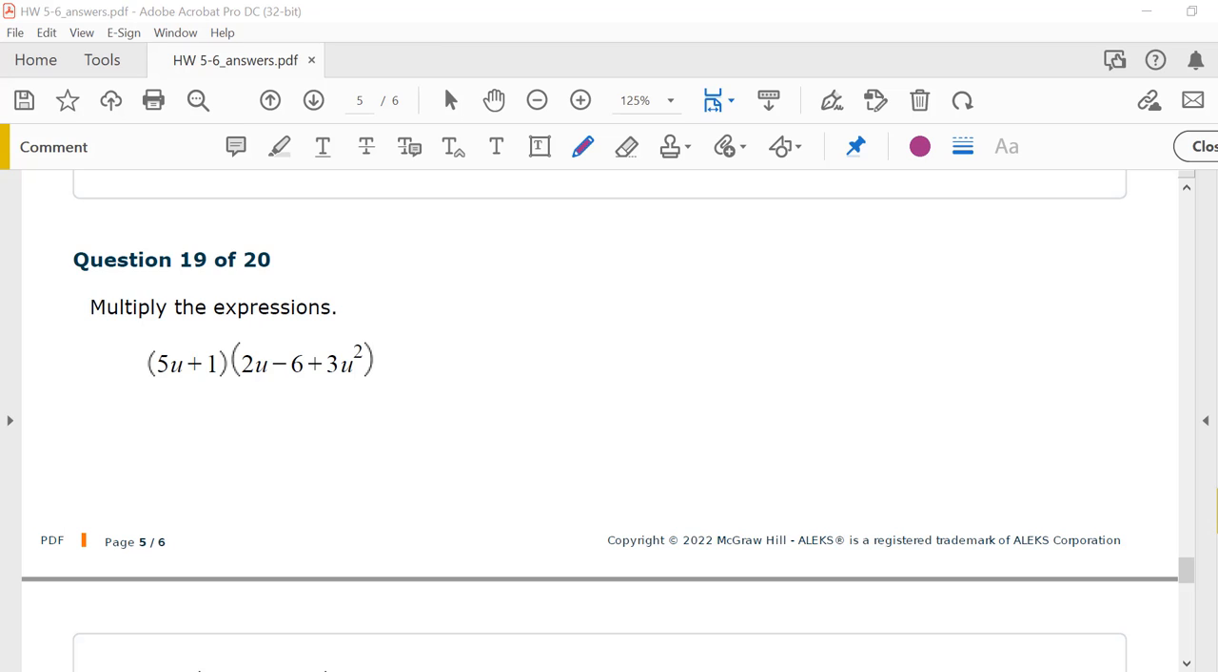Number 19. I'm multiplying a binomial times a trinomial. Let's take the first term, 5u. I'm going to multiply it times 2u. 5u times 2u is 10u squared. Then I'm going to take 5u times -6, and I get -30u. Then I'm going to take 5u times 3u squared, and I get 15, because 5 times 3 is 15. U times u squared is u cubed.